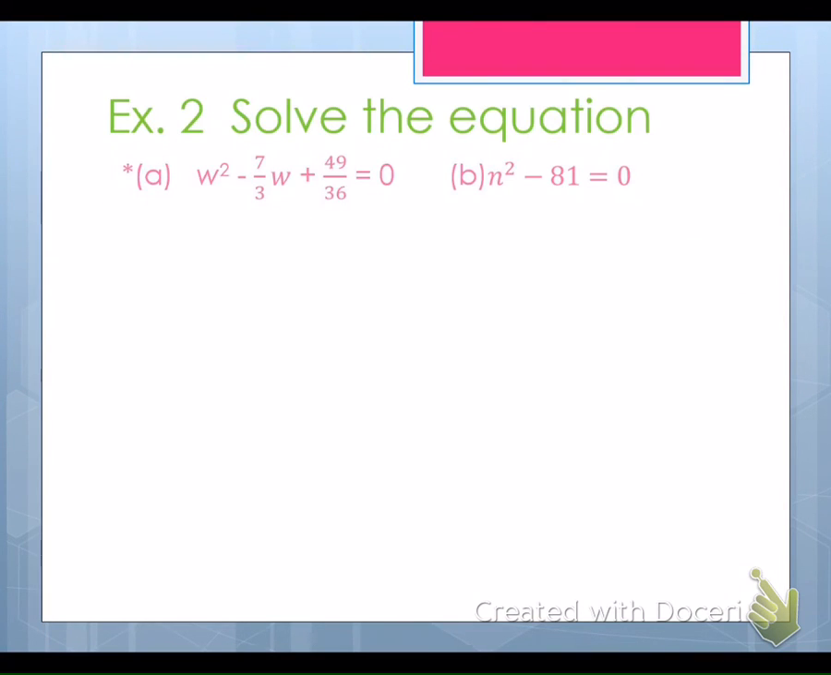Now, in example 2, you're asked to solve the equation. Nothing changes from any other day that we have learned to do this. Okay, we must do what first before we can solve the equation? Before we can solve the equation, we have to factor them.